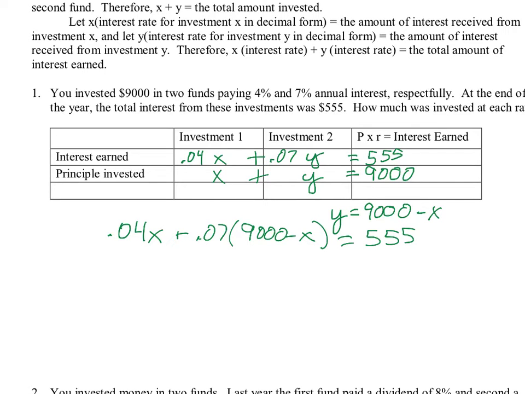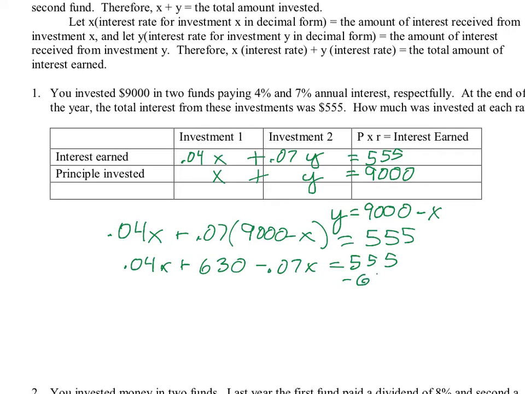Okay, so I'm going to put this in my calculator because I'm not going to do 7% of 9,000 on the top of my head. So I have 9,000 times 0.07, and I get 630. So I have 0.04x plus 630 minus 0.07x.